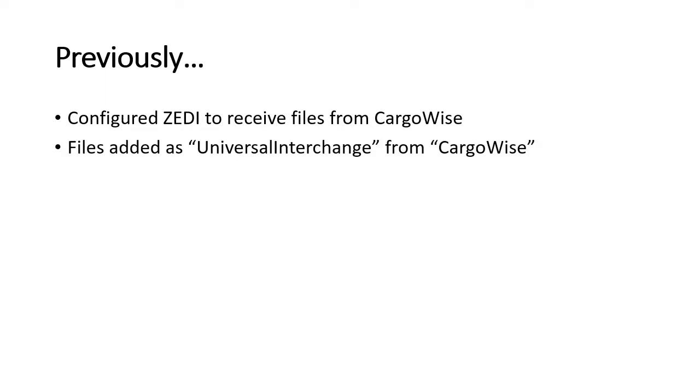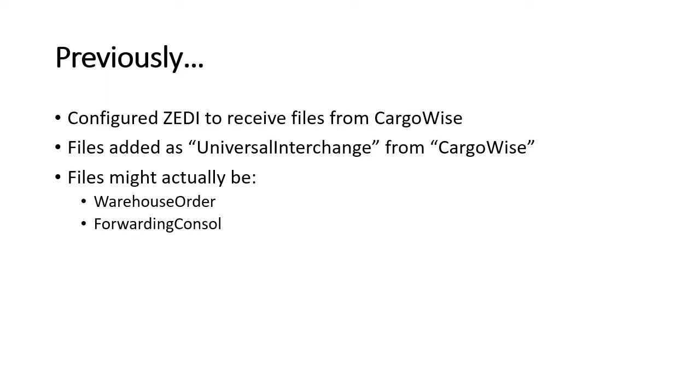Previously, we'd configured Zeddy so that it could receive transactions from CargoWise. When this happens, the files from CargoWise are added to the list of transactions as universal interchange files from the partner you created to represent CargoWise as a whole. The problem with this is that a universal interchange can convey a variety of different transaction types. These include things like warehouse order, forwarding console, accounting invoice, and so on. It'd be far better if Zeddy could show them as warehouse order, forwarding console, rather than just universal interchange.